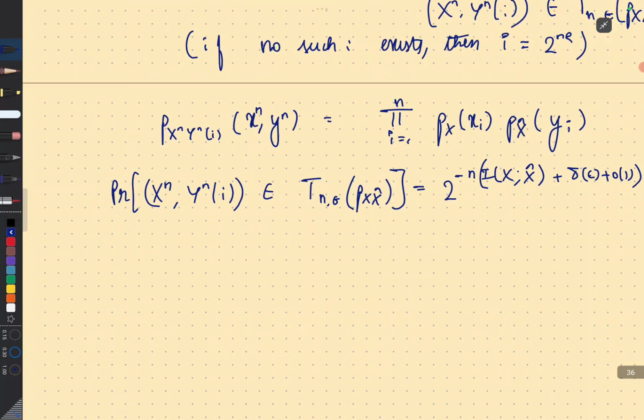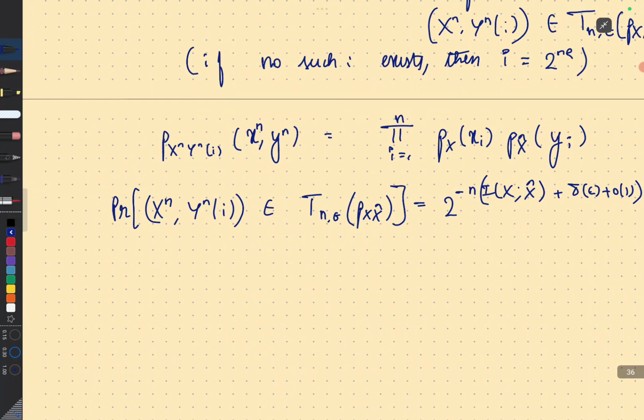Okay, great. So now I define this particular event E, which is an error event, which is that none of these pairs are typical.